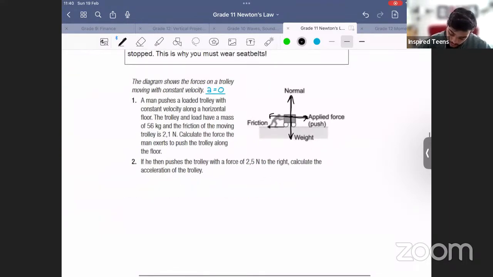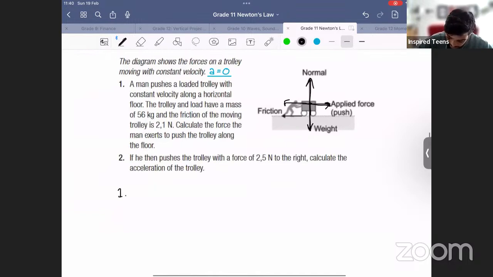So in this case, we are going to do F net is equal to M times A, right? And then we are going to say F net is equal to 0 because there is no acceleration. Is that calculating F net graphically with vectors? Yes, that's what I was basically displaying. Okay, so F net is equal to 0.